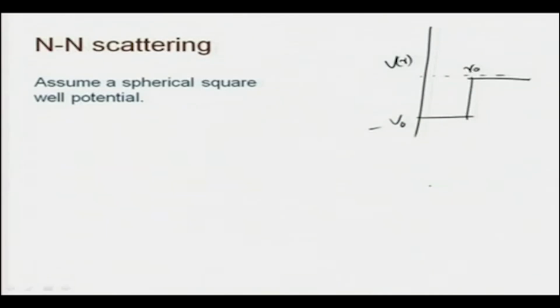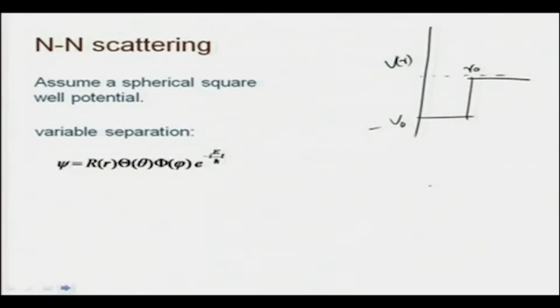equal to 0. So, with this potential we will consider the Schrodinger equation, and then again we will separate the variables by defining psi, the wave function, as a product of 3 functions of the variables r, theta and phi separately. Capital R is a function only of the variable r, theta is a function of the variable theta, and phi is a function of the azimuthal angle phi.